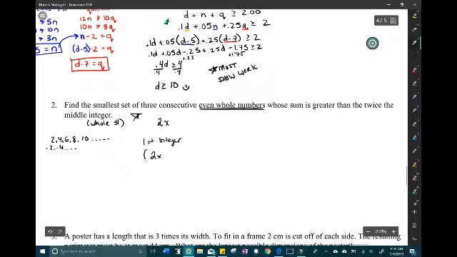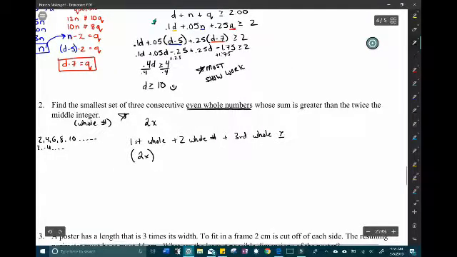The next number, so plus the second whole number, plus the third whole number. And we know that needs to be greater than or equal to 2 times the second whole number. So that might be helpful to represent. If we add the first whole number plus the second whole number plus the third, that must be greater than twice the second whole number.